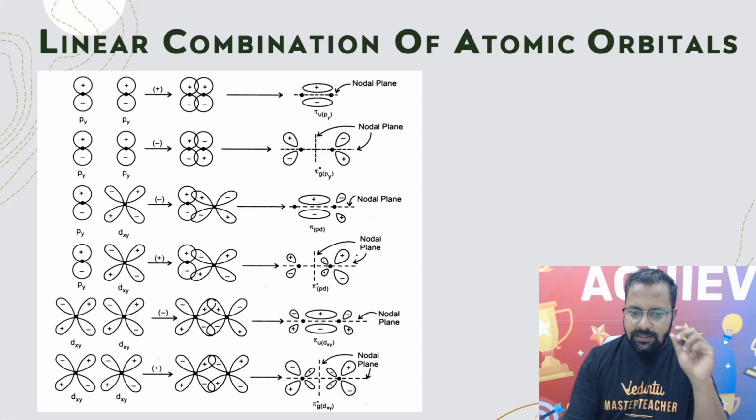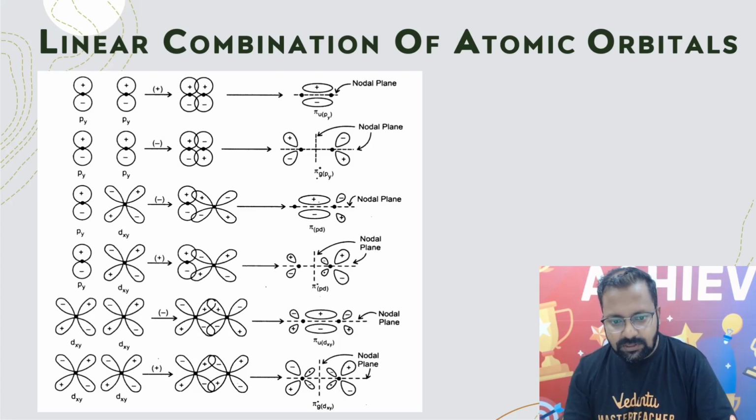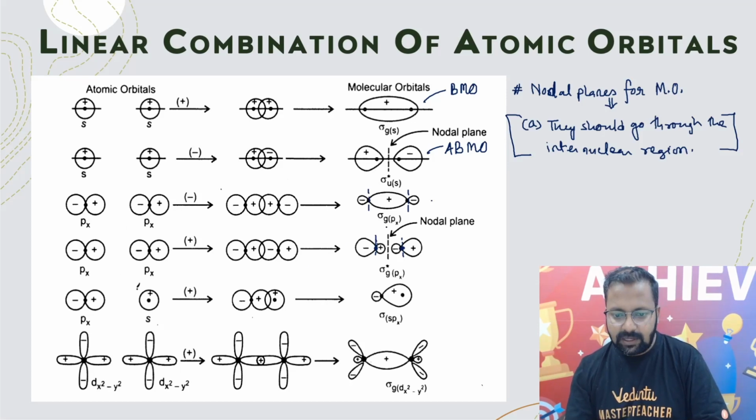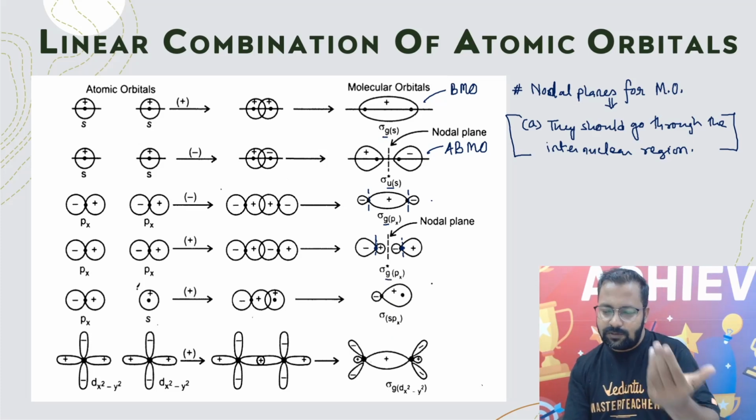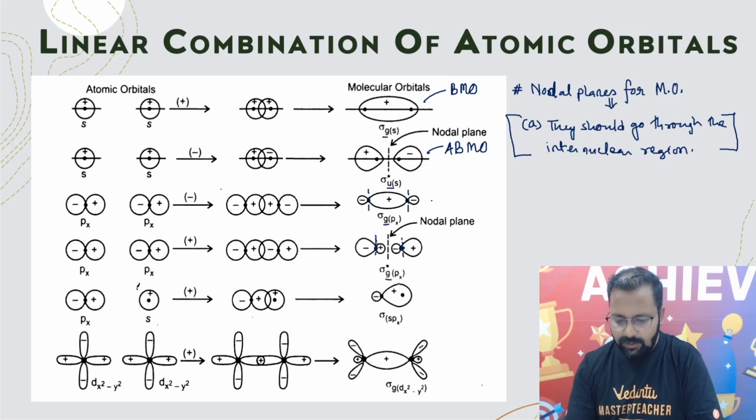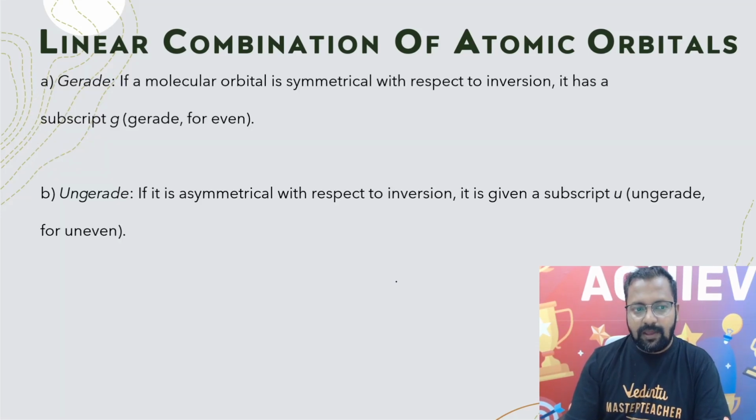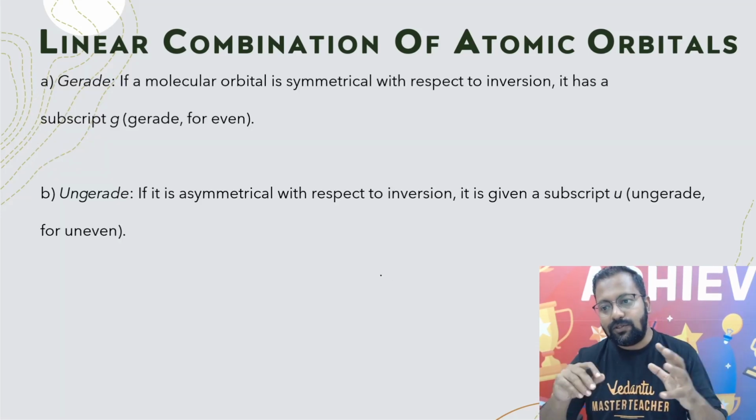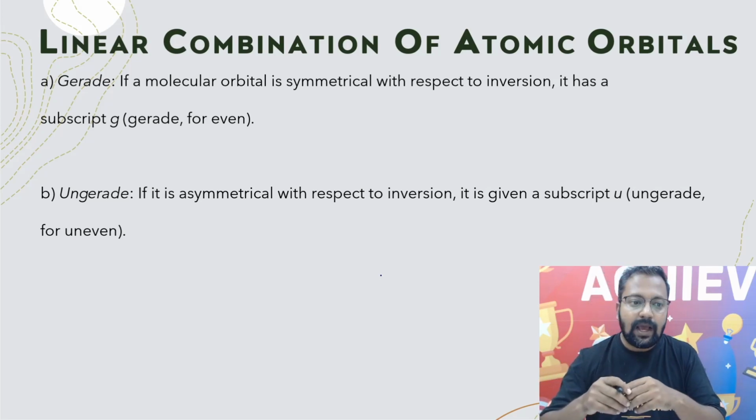But यहाँ पे आप एक चीज देख रहे हो, यहाँ पे बहुत जगह पे G लगा के रखा गया है, U लगा के रखा गया है. In the previous case as well, G is written, U is written, G is written, G is written. What is the meaning of this G and what is the meaning of this U? The meaning of this G and U can be understood if we learn what is known as gerade and what is known as ungerade.